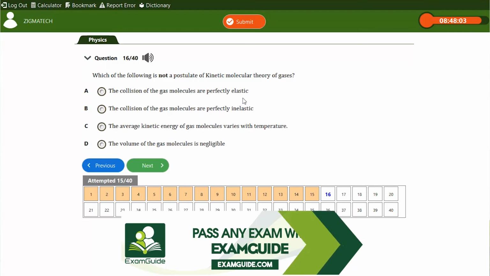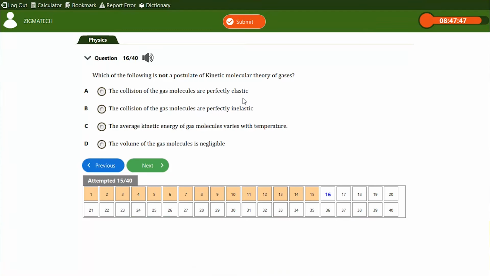So the option there is not... Okay, when it is not, the option must be B, because according to kinetic theory of gas, the collisions are perfectly elastic. That means they keep colliding with the walls of the container, so it must be inelastic. It's not one of the postulates.